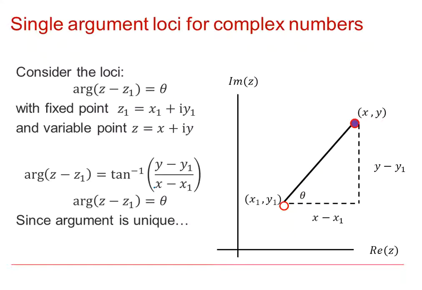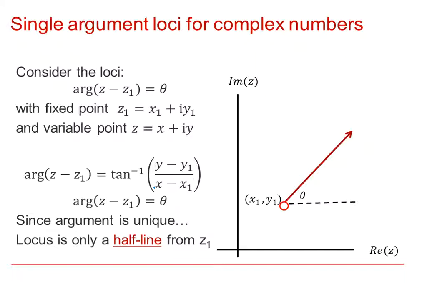So you can see the method shown clearly on the diagram, and we can see the formula we're going to use to find theta. But theta is unique, therefore this argument must be unique. And for the argument to be unique, the locus is a half line from the fixed point z1. You cannot put the other end of the line. If you put the other end of the line in, that would have a different argument.